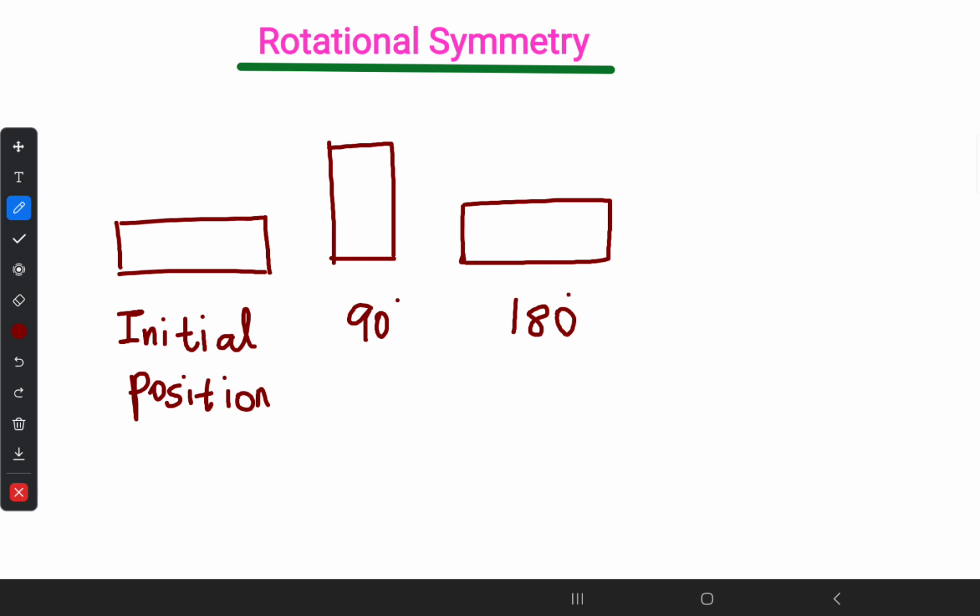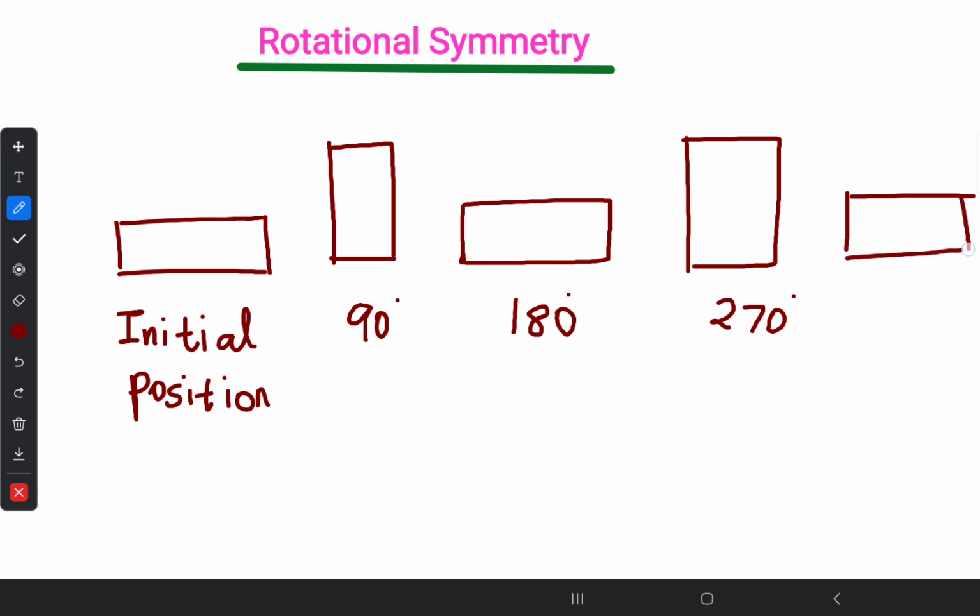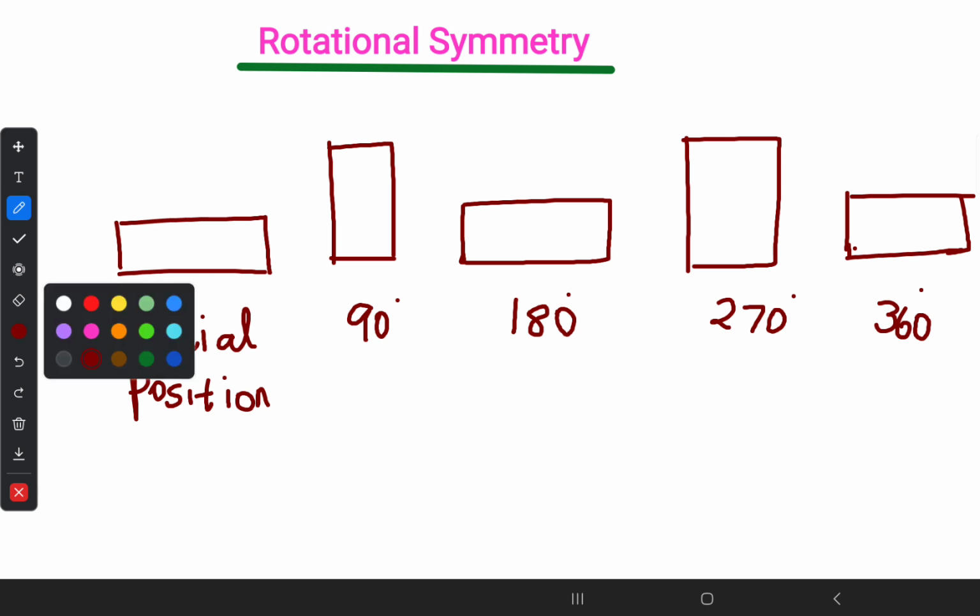Thereafter also I am going to rotate this again. 270 degrees, and finally I have to rotate this again. There are 4 quarters to complete a perfect rotation, 360. Think that you are having a paper, a rectangular shape of paper like this.